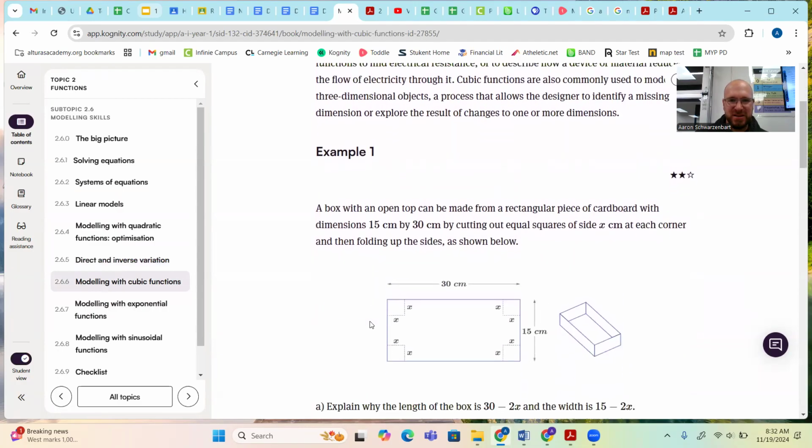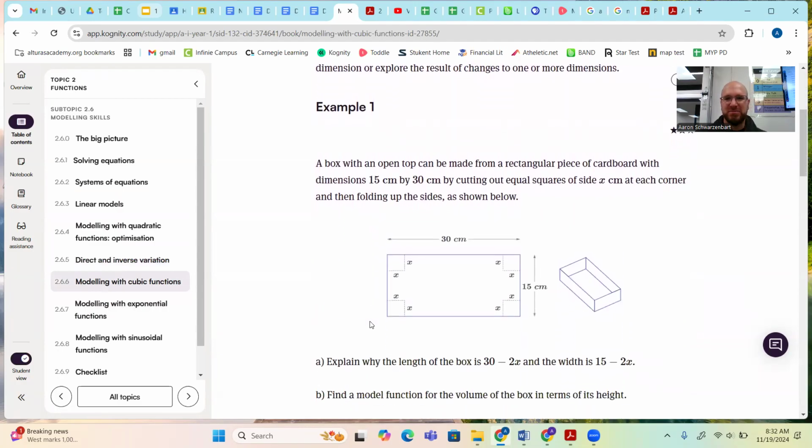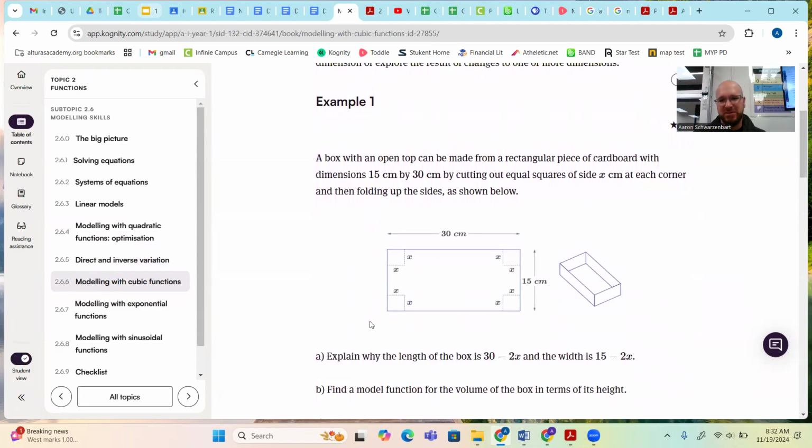Okay. This is the box problem. Some of you have never seen the box problem. But the box problem involves taking a flat sheet of paper or a flat sheet of cardboard, ultimately, cutting out these little corners that are x by x, folding it up.